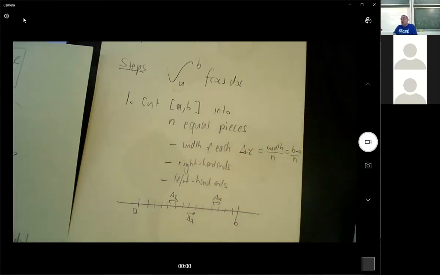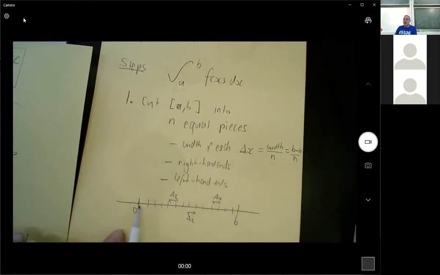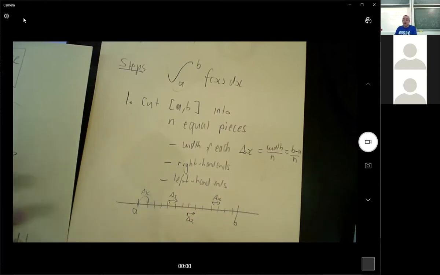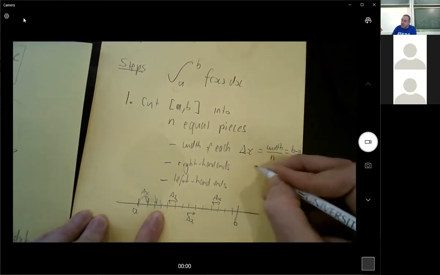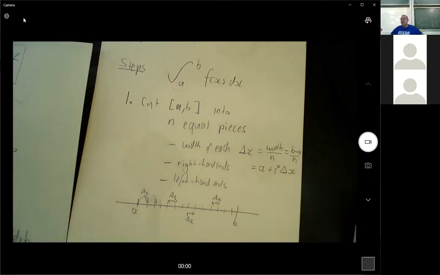When I'm calculating this, I don't usually actually write down the calculation b minus a. If I'm doing the integral from 1 to 6, the width is 5. The right-hand end of each interval is found by starting at position A and adding on the right number of delta x's. So if I'm here at position A, the end of the first interval is one lot of delta x away from A. So it's 1 plus 1 lot of delta x. The end of the second interval is A plus 2 lots of delta x. The end of the third interval is A plus 3 lots of delta x. So this is A plus I lots of delta x. That's the end of interval number I.